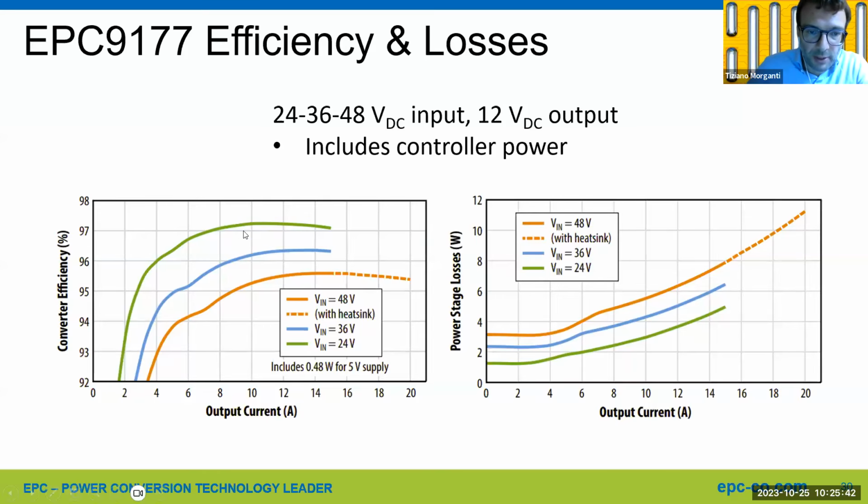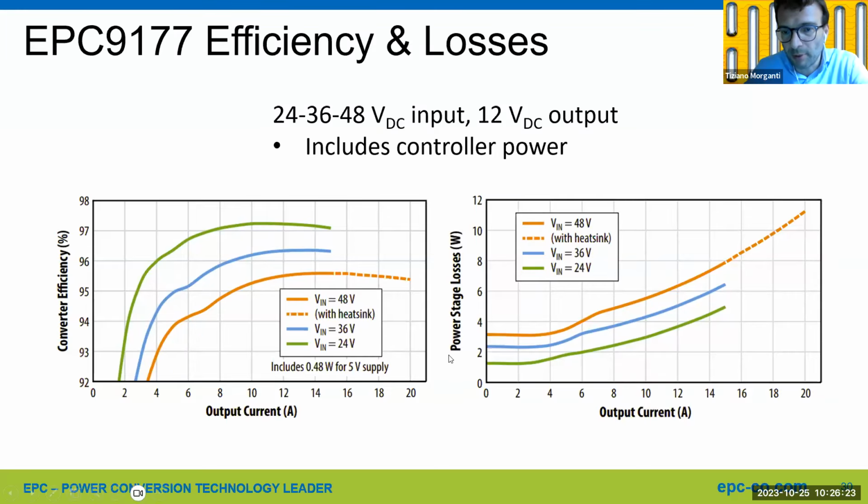Tests. So the green plot is 24-volt input with up to 15 amps current output without the heatsink. And then the blue plot is 36-volt input, which is higher than 96% efficiency, up to 15 amps with no heatsink. And finally, at 48-volt input, we have about 95.5% peak efficiency, and the current output can be extended to 20 amps with additional heatsink.